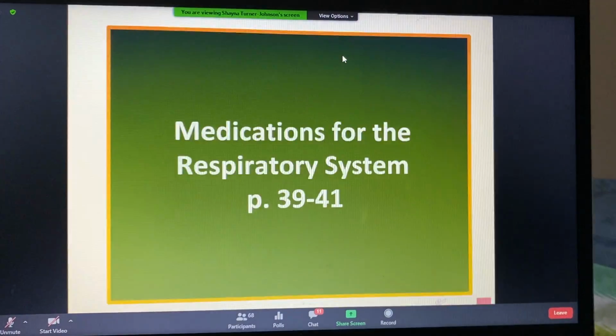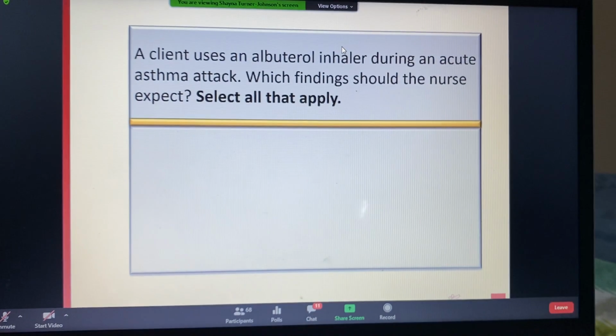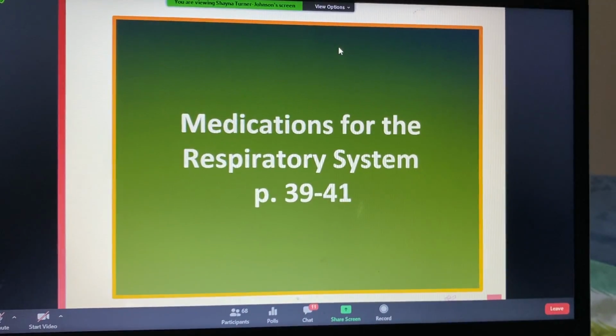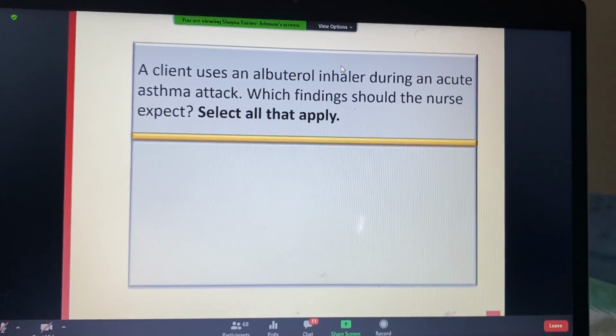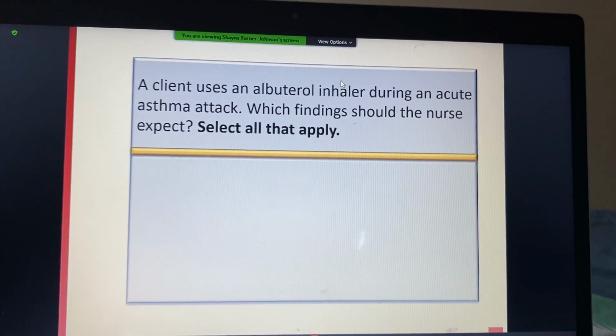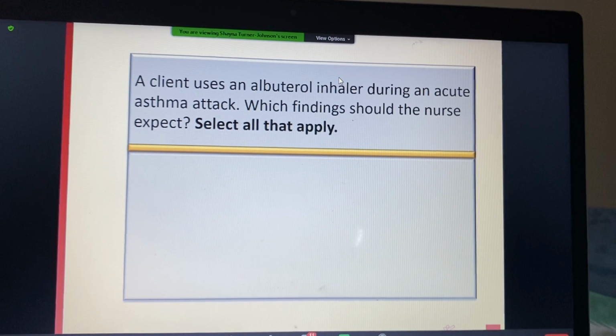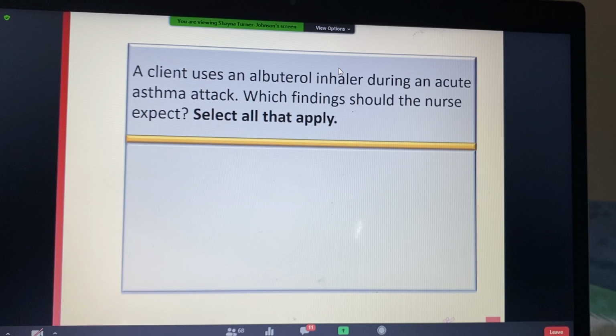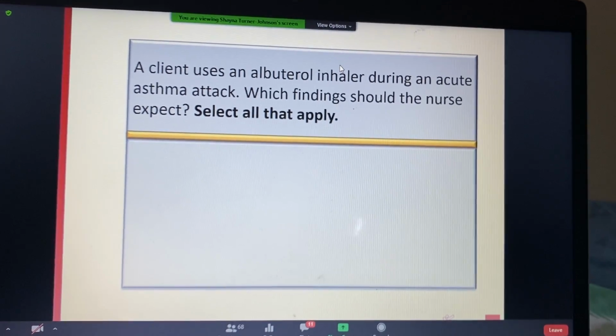All right, let's move in and talk about some medications related to the respiratory system. So these are going to be on pages 39 to 41. Let's do a question to get our brain thinking about respiratory. So a client uses an albuterol inhaler during an acute asthma attack. Which findings should the nurse expect?